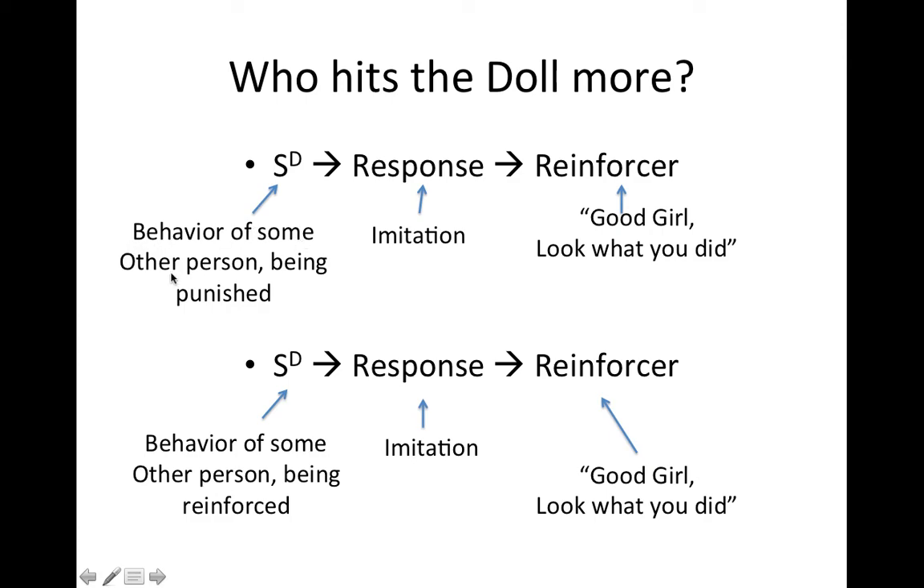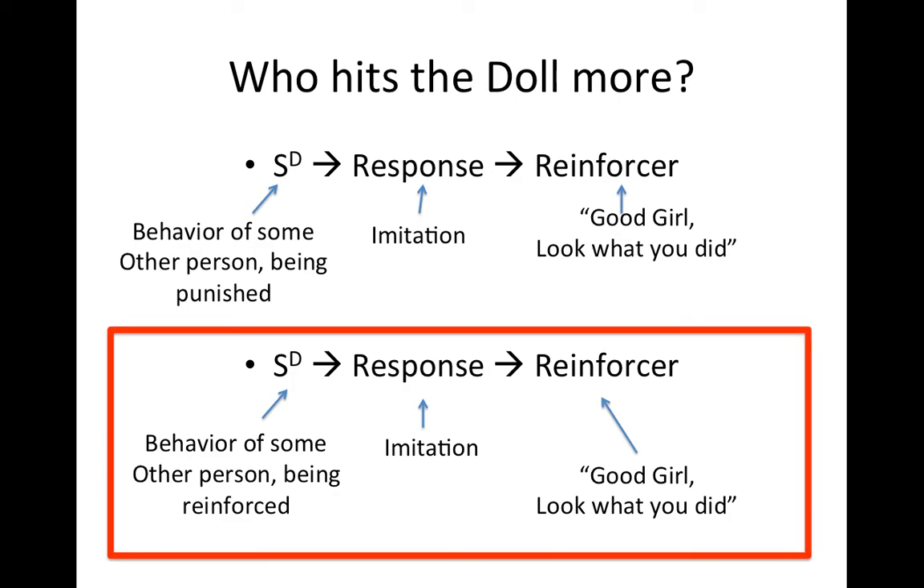You see the behavior of some other person. If imitation is a generalized response, then we should get the same number of hits. But of course, this group hits the doll a lot more. And my contention is that these SDs are not the same. In fact, they're very different.